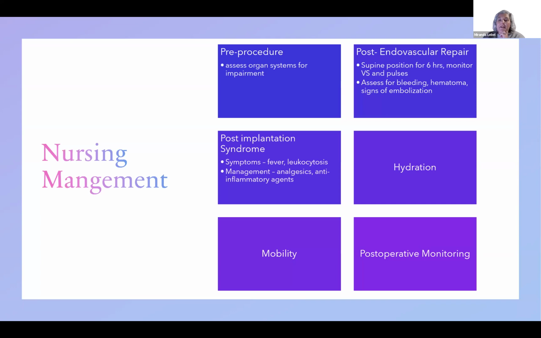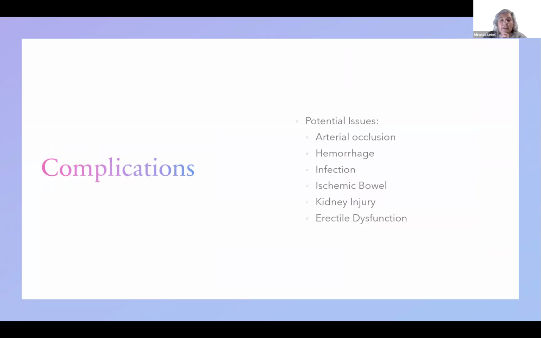And then post-op monitoring, we want to check pulmonary, cardiovascular, renal, and neural status. Complications can include arterial occlusion, hemorrhage, infection, ischemic bowel, kidney injury, and erectile dysfunction.